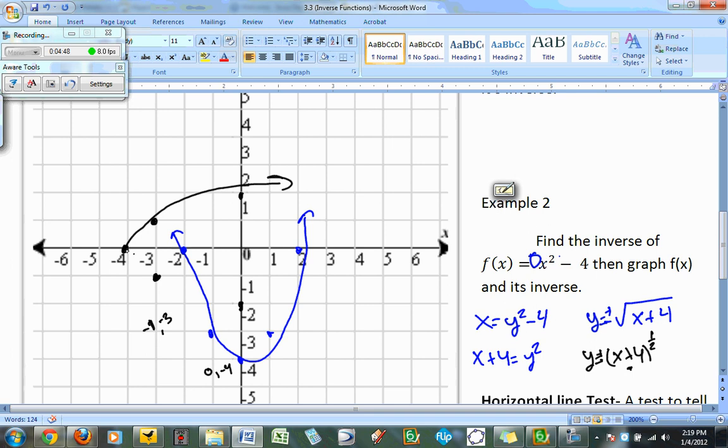So you have two options. You can graph the regular one and then find its inverse, or you can find its inverse and graph both of them if you feel comfortable with your parent graphing. All right, your parent graphs.